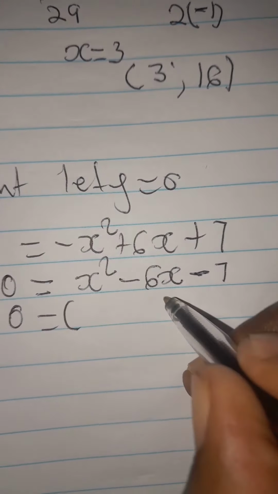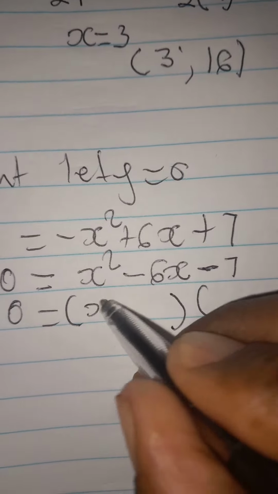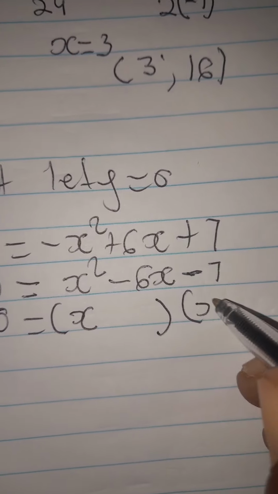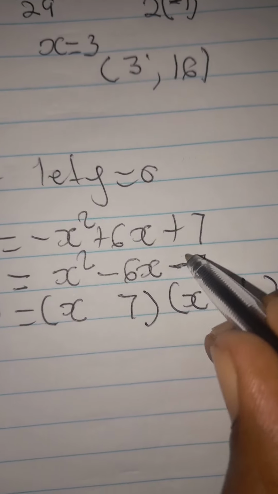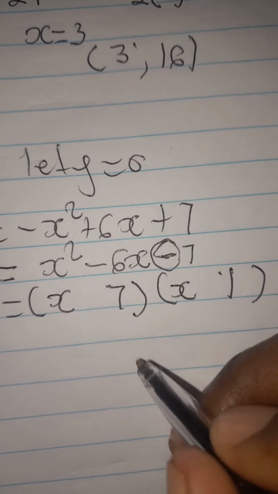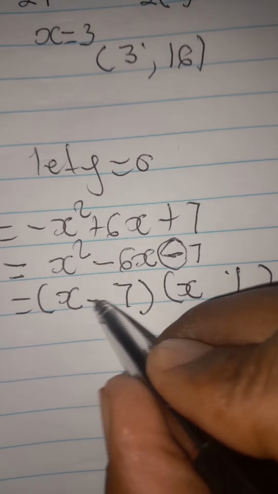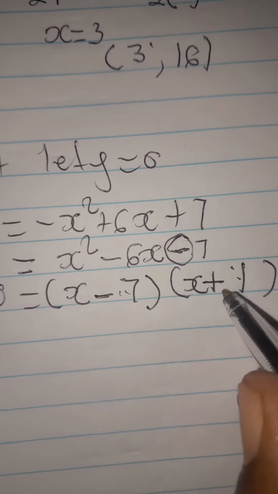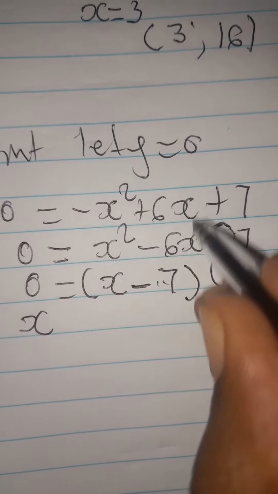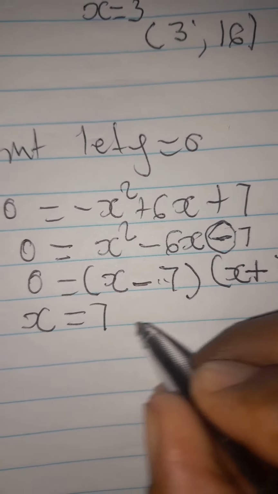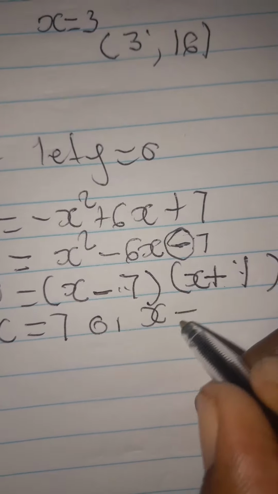So let's factorize. The factors will be x and x. Factors of 7 are 7 and 1. Remember, if the last sign is negative, we are going to have different signs. So it's going to be negative 7 and plus 1, because negative 7 plus 1 is negative 6, and negative 7 times 1 is negative 7. Definitely correct. Transpose 7 to the other side and it becomes positive; transpose 1 and it becomes negative 1. So the x-intercepts will be (7; 0) and (negative 1; 0).